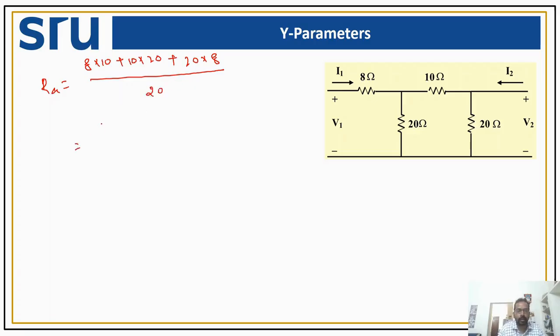So let us compute it. It is 80 plus 200 plus 160. So 160 plus 80, 240. 240 plus 200, 440. So it is 440 divided by 20, or we can write 44 by 2.